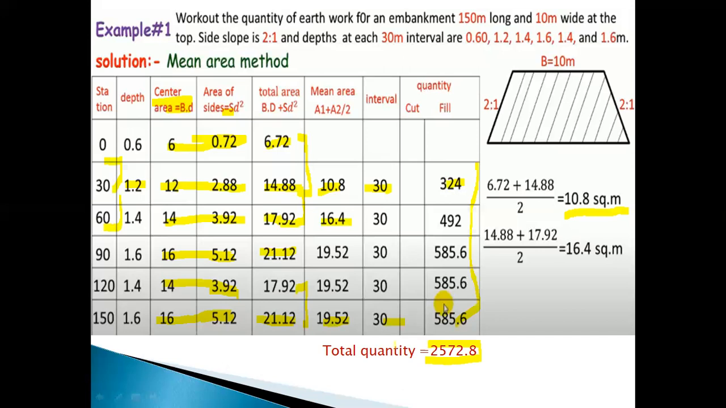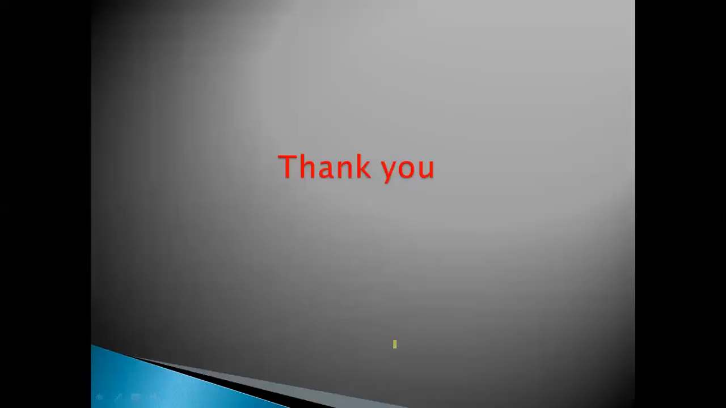So the previous case is the mid sectional method, taking the mean value in depth. Here the mean area method takes the mean value in areas. So that is the difference between mean and mid sections. Okay, clear to all of you? Okay, thank you very much. Any doubt, ask in this session. Okay, thank you.